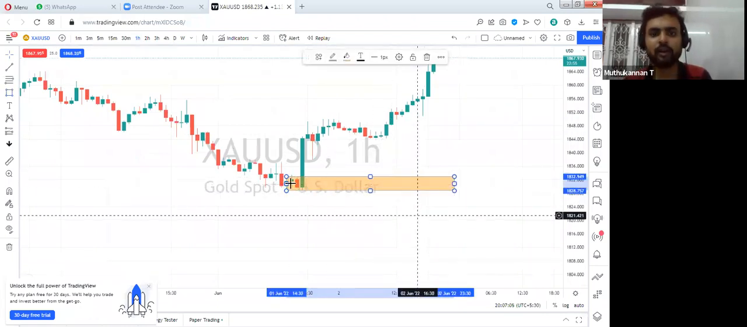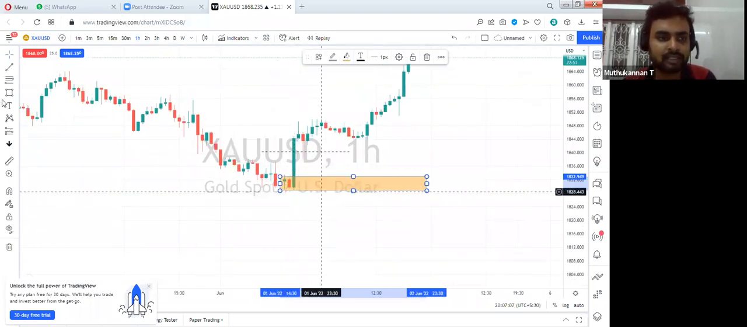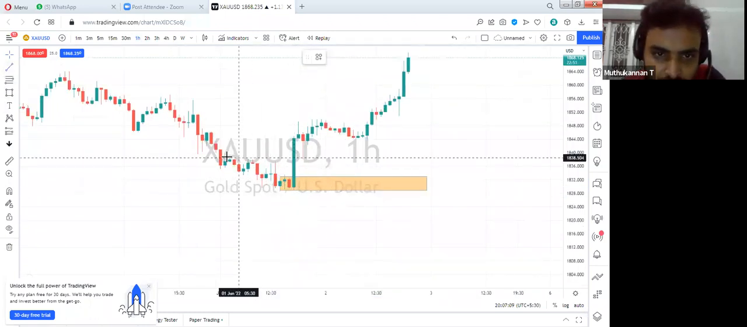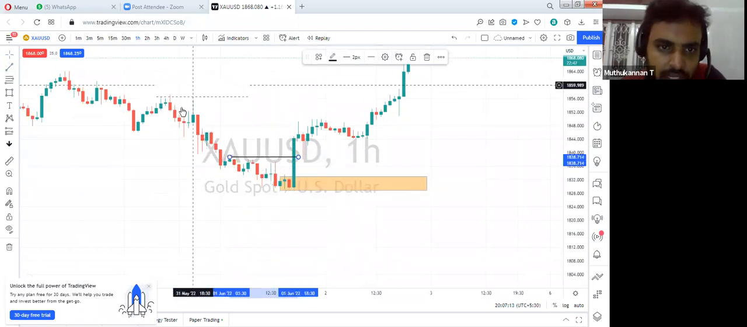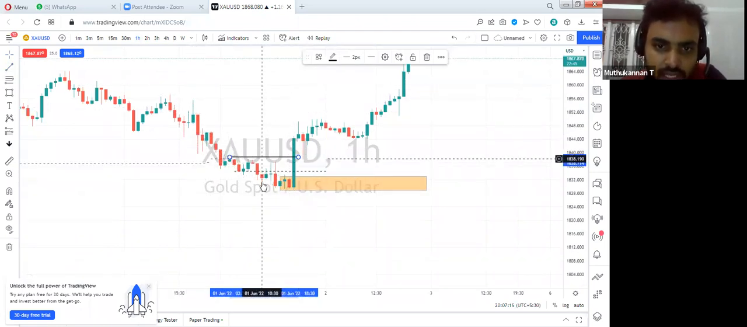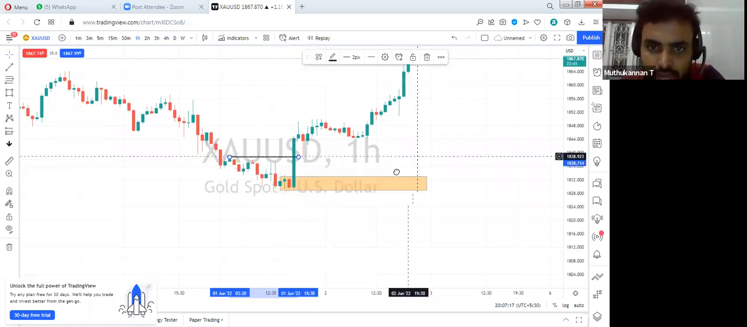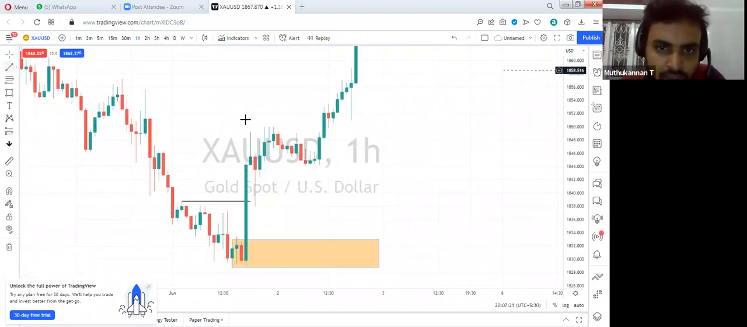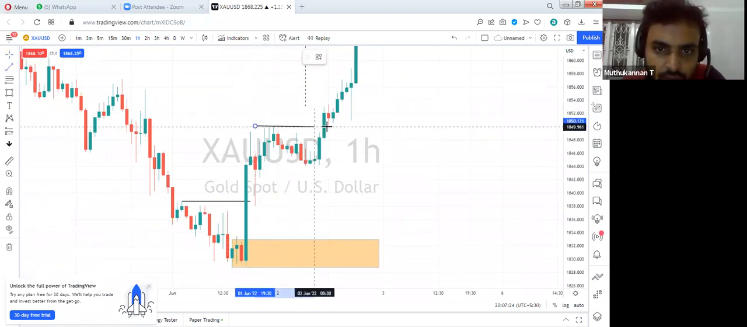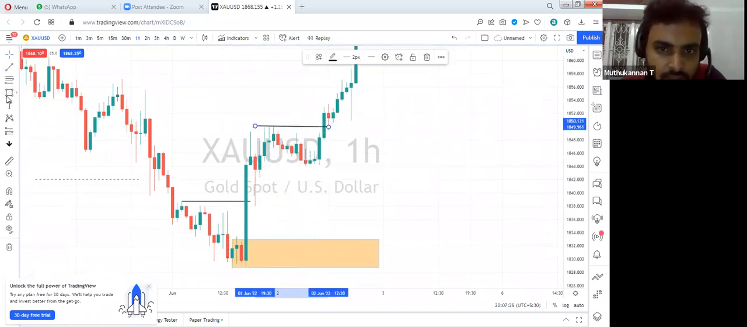Okay, you may ask, I don't have the proper break of structure. I can still consider this as a break of structure. Okay, there is no need to consider whether it always has to be there or not. You can still consider this as a break of structure. Okay, and again, let's see here. I have one more break of structure, right? And this is my order block.